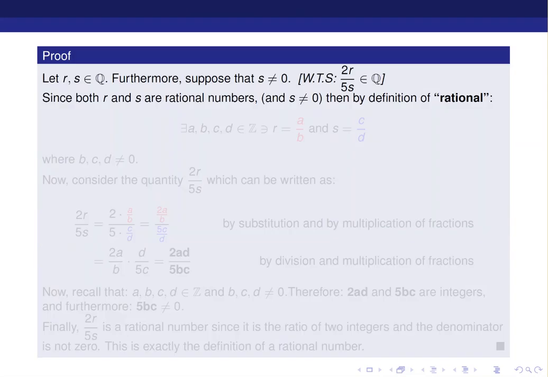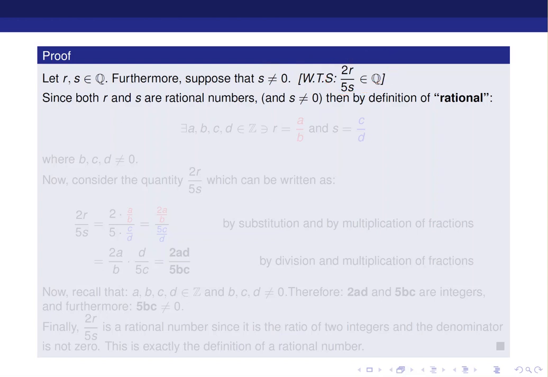To prove the statement, I'm going to begin with two numbers R and S that are rational. I'm choosing R and S because those are the variables they picked in their statement. Furthermore, I want S to be non-zero. This was given to me by the theorem. They told me to pick the second number to not be 0, so I'm allowed to make this consideration. And I want to show that 2R divided by 5S is a rational number. That's the goal of the problem.